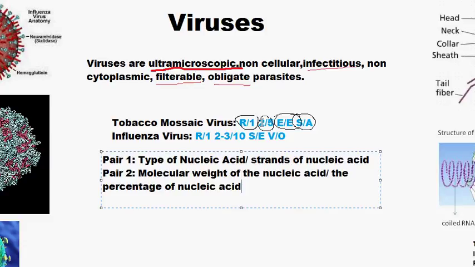So for example, the weight of the virus is, let's say, 10 million, and the weight of the nucleic acid is, let's say, 2 million. So 2 by the total weight of the virus, 10, into 100, that will give the percent. By doing this, we find that there is 5% of nucleic acid or genetic material in the tobacco mosaic virus. So till now it's clear, pair 1 and pair 2. Third pair, what does this represent? Third pair 3. This is actually the shape of the virus. Alright, this pair just explains the shape of the virus.